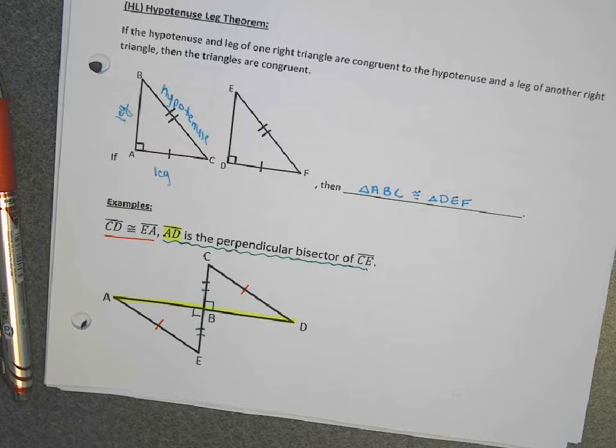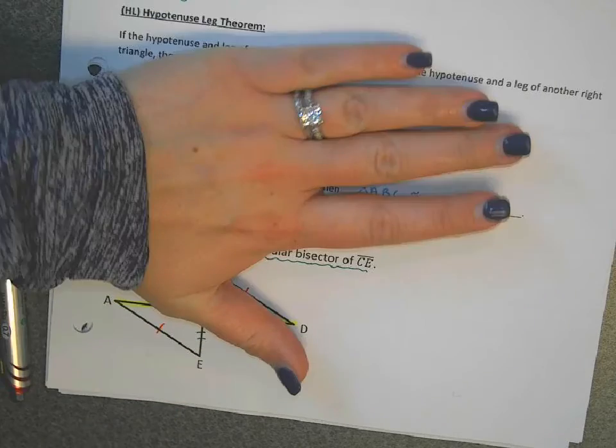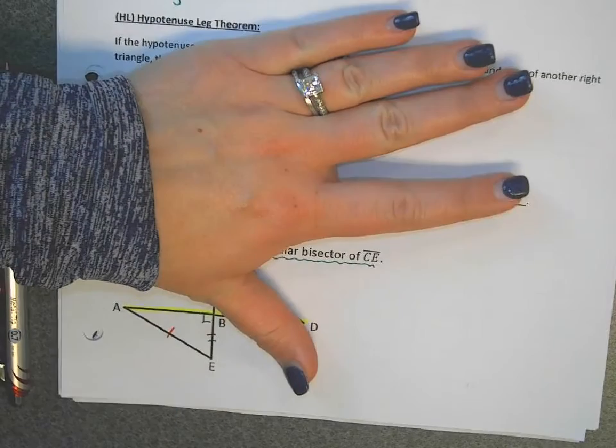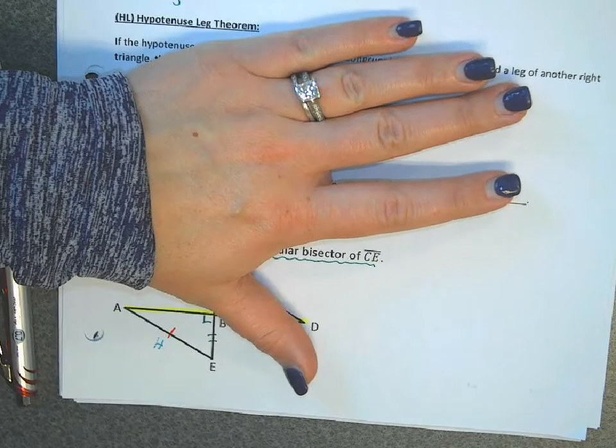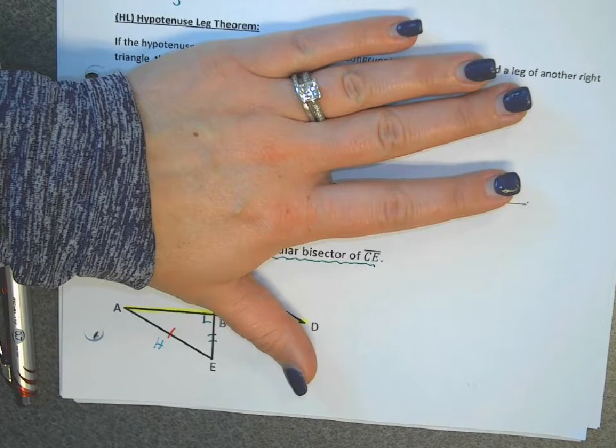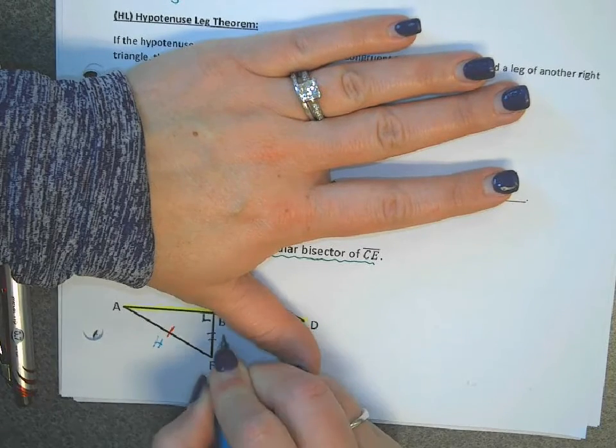In order to use the HL theorem, we, one, have to have right triangles. That's a big thing. Two, we need to make sure that the hypotenuse is marked congruent. So let's look at this right triangle down here. And let's label the H for hypotenuse. That'll be a little bit easier than writing out the whole word. Okay, that means that this is a leg.